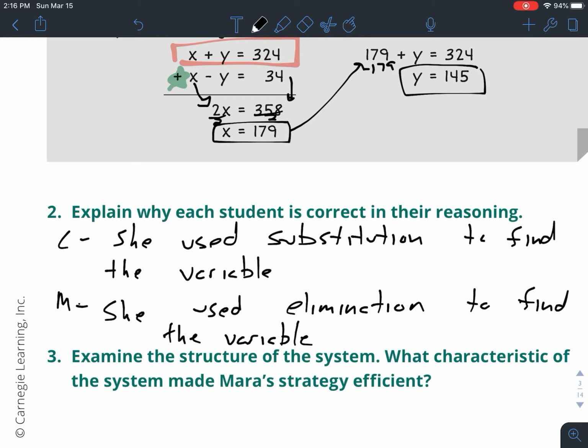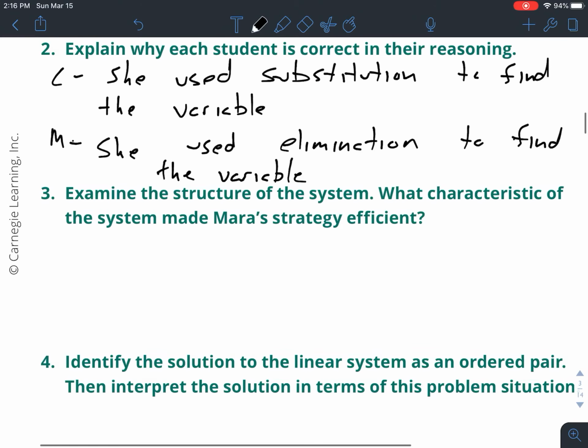They're both correct, just different ways to solve it. And that's the key with math. It's not only one way only. There are a few multiple ways to solve things. So let's take a look at 3. It says, examine the structure of the system. What characteristics of the system make Mara's strategy efficient?